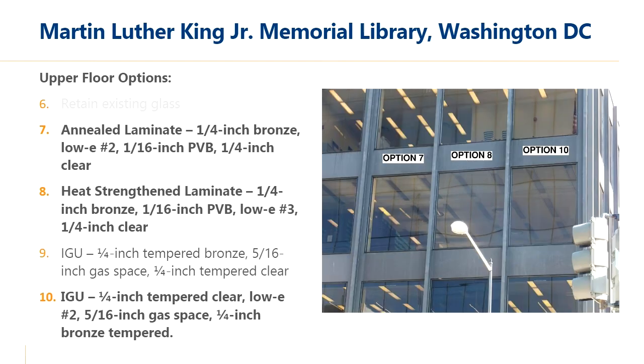Similar to the first floor, 4 options were considered for the upper floors, and 3 options were installed as full-scale mock-ups. DCPL did agree to consider an IGU and low-E coatings at these levels. You can see the distortion in the heat-strengthened laminate and the pillowing in the insulated glass unit in this photo.